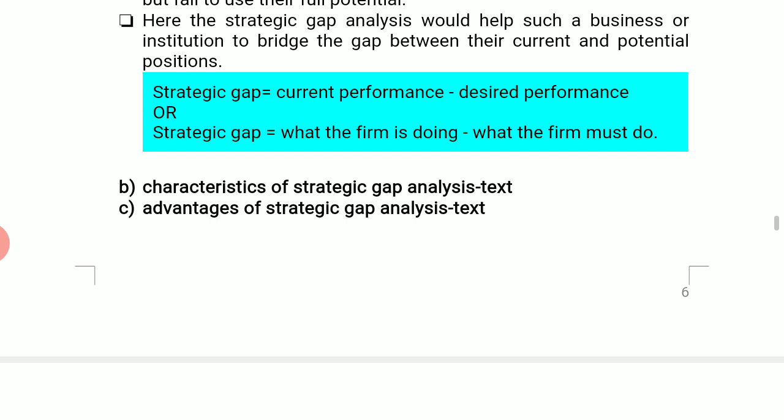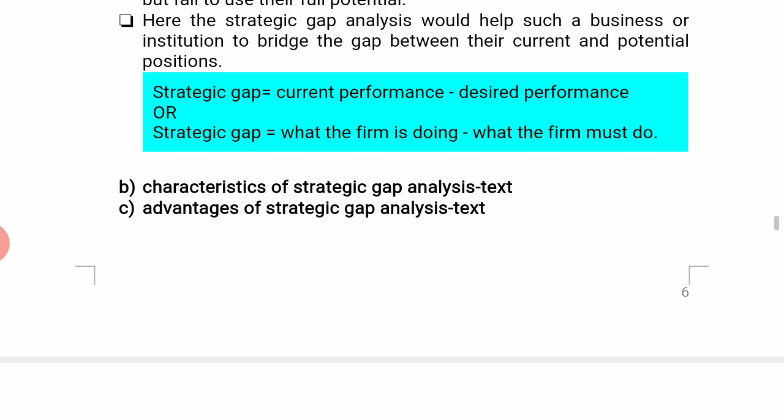Number two, it facilitates the best usage of the resources. How? By preventing the misallocation of scarce and valuable resources. If you find out the gap, and you can find out the reasons also, one of the reasons may be that there is a misuse of the resource, which is scarce and valuable, then that can be corrected, and the best way to use this resource can be found out as well.